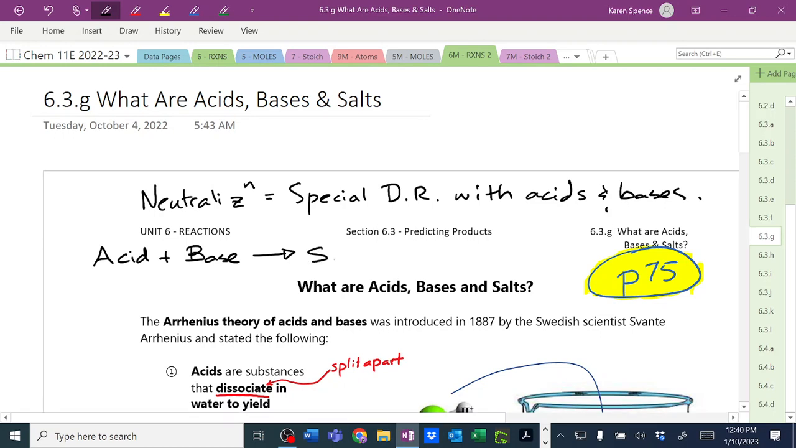A salt plus water. And water is our new substance. Just like the precipitate was the new substance in a double replacement reaction, the water is the new substance in a neutralization reaction.